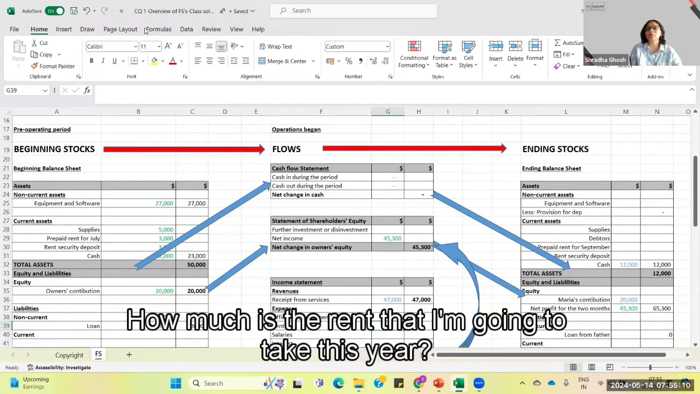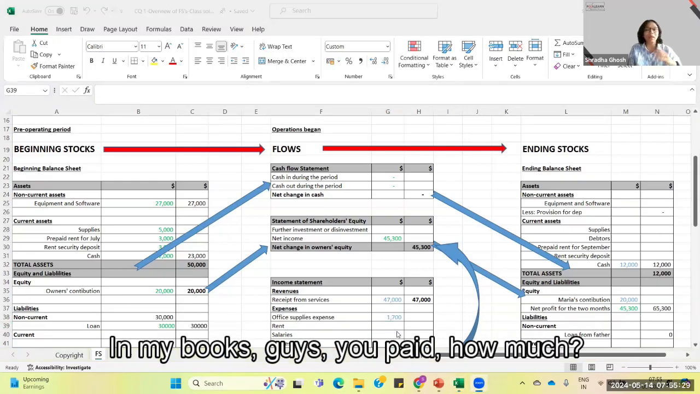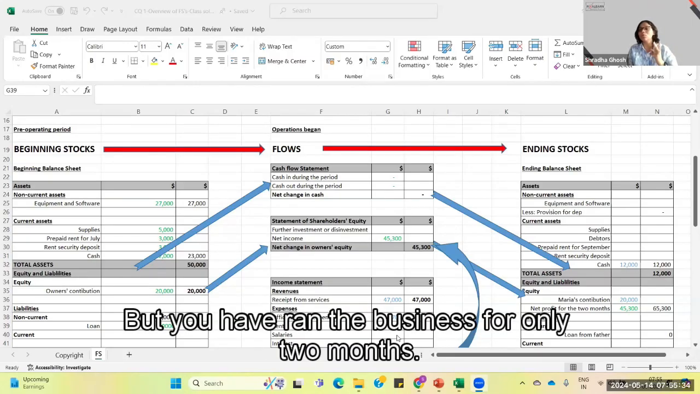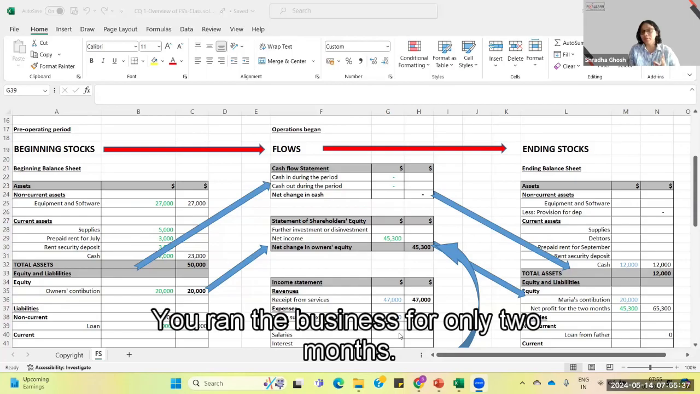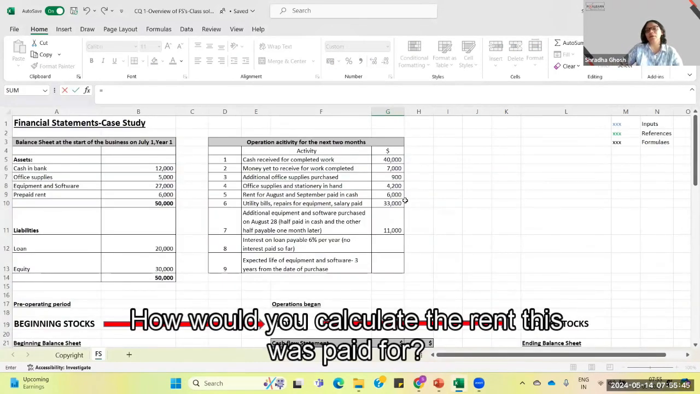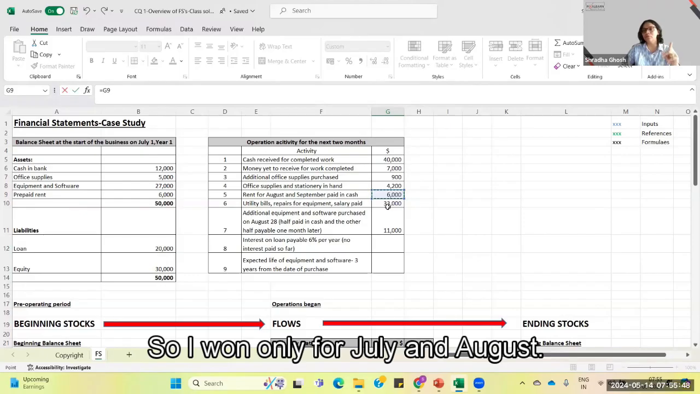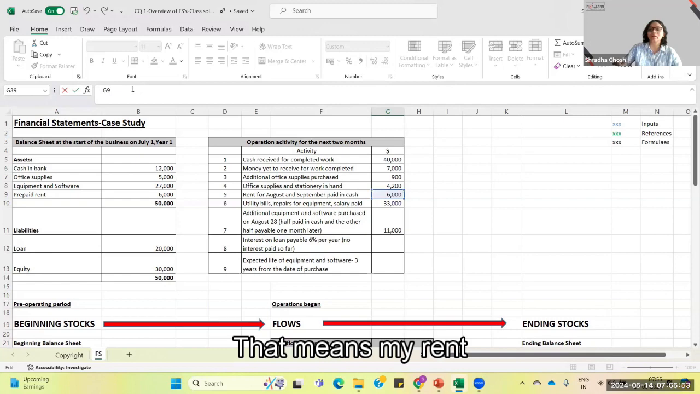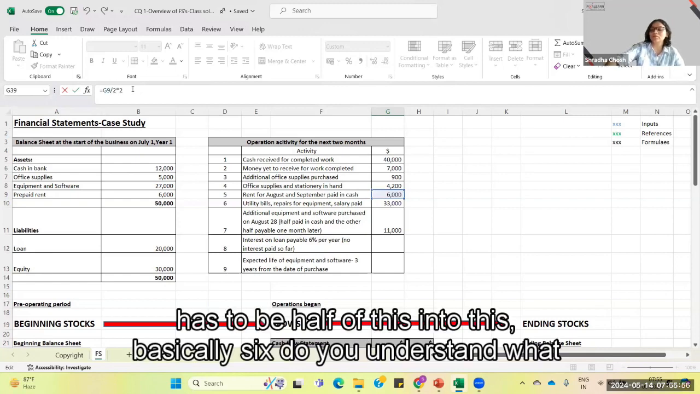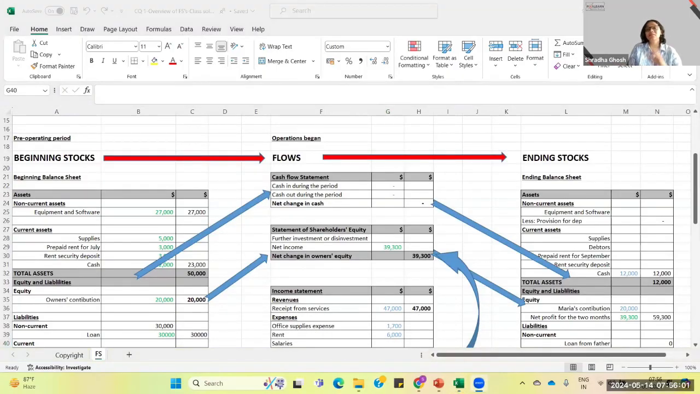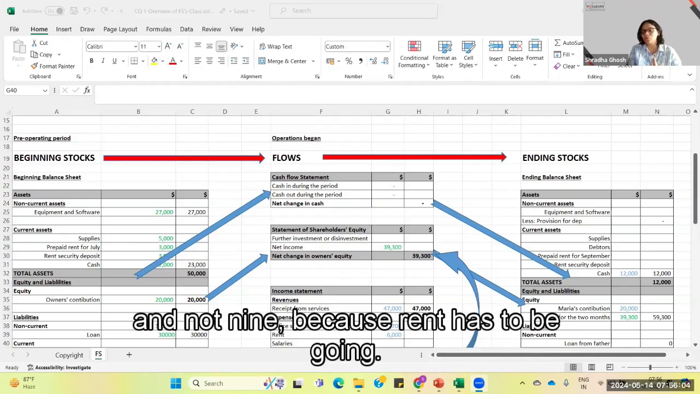How much is the rent that I'm going to take this year in my books, guys? You paid 6 plus 6, you paid 12. But you have run the business for only 2 months. So ideally, how would you calculate the rent? This was paid for, but I want only July and August. I ended up paying 6 plus 6, that is 12. That means my rent has to be half of this. So basically 6. Do you understand what I'm trying to say, guys? It's 6 and not 9, because rent has to be going on.